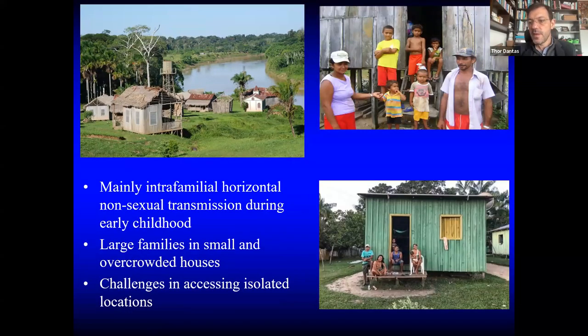This is a typical landscape of the Amazon, the rural location of the Amazon. The transmission of Delta hepatitis here is mainly intrafamilial, horizontal, non-sexual transmission during early childhood, and large families in small and overcrowded houses contribute to this transmission. This also imposes great challenges in accessing these isolated locations in the middle of the forests frequently.